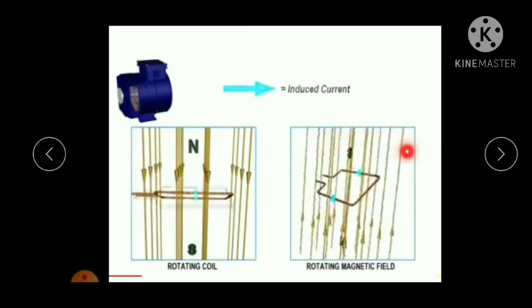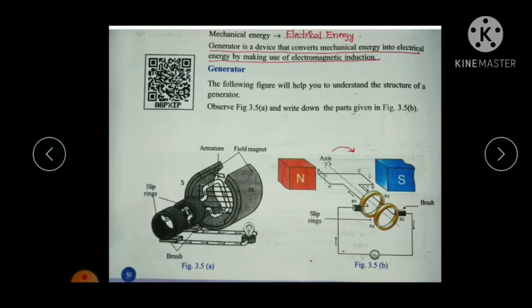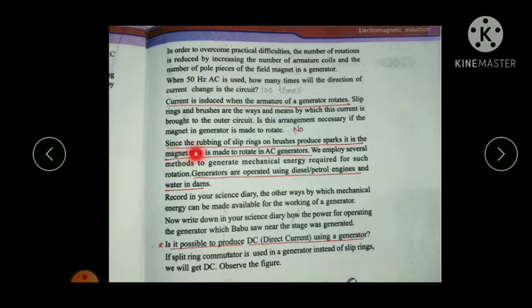If the magnet rotates in a generator, then there is no need for slip rings and brushes. That is why in AC generators, the magnet is made to rotate and this armature coil is kept stationary. And one more disadvantage is that since the rubbing of slip rings on brushes produces sparks, it is the magnet that is made to rotate in AC generators.